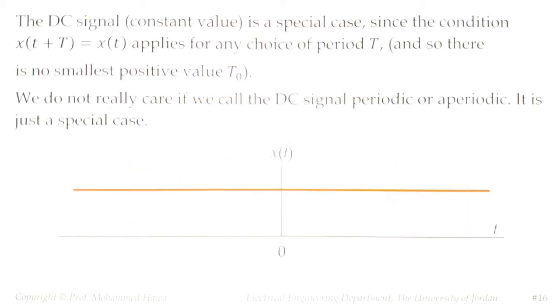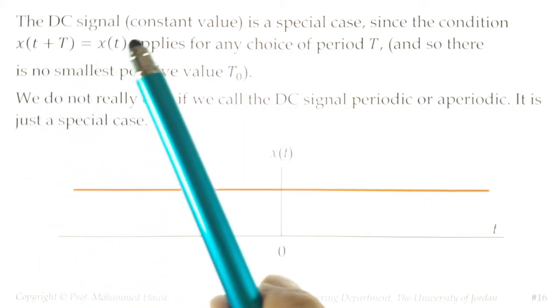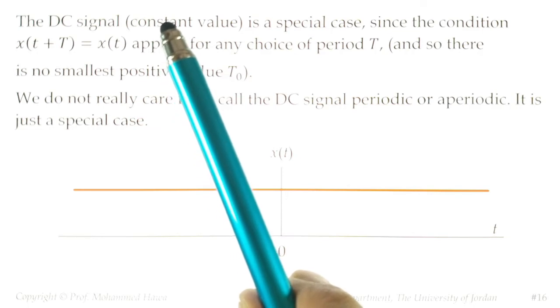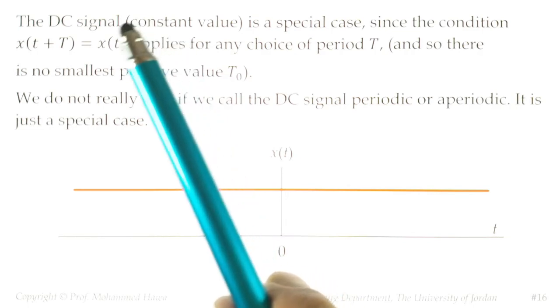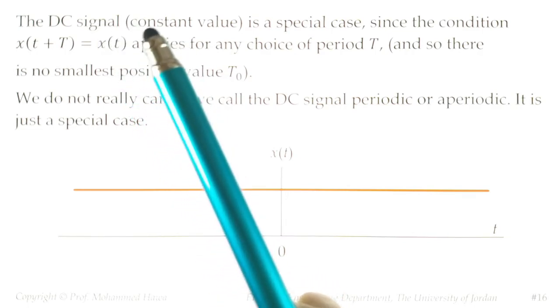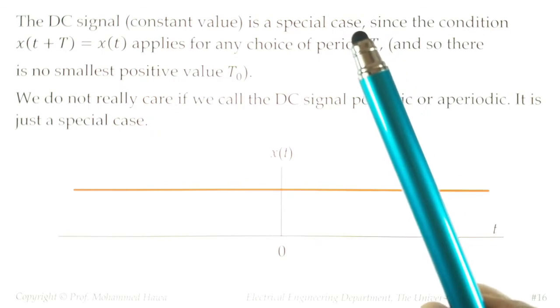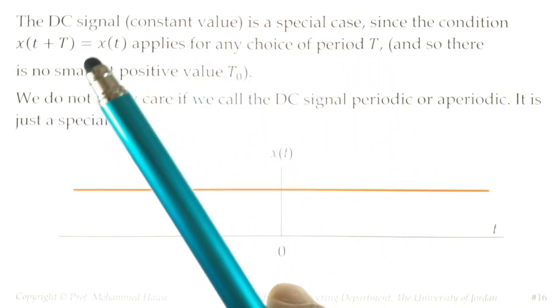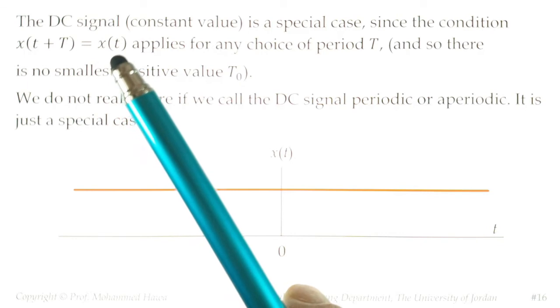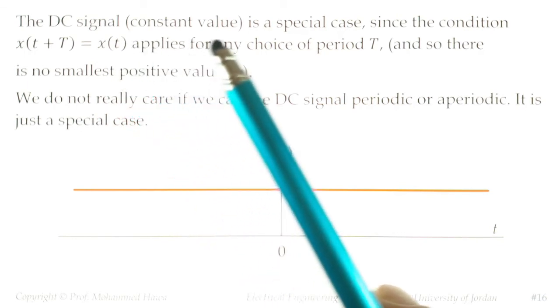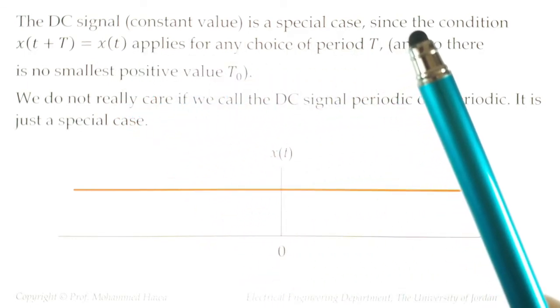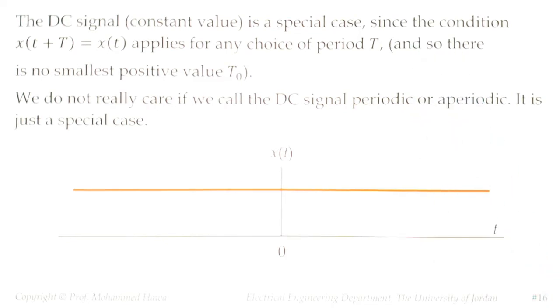There is one special case. Sometimes I get asked about it, the DC signal or the constant value. Is it periodic or aperiodic? Well, the DC signal or the constant value is quite a special case because the condition x of t plus T is actually equal to x of t, and this applies for many values of T. But we do not have the smallest possible T, which is called the fundamental period T0.